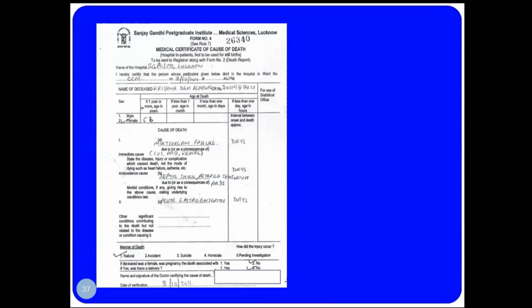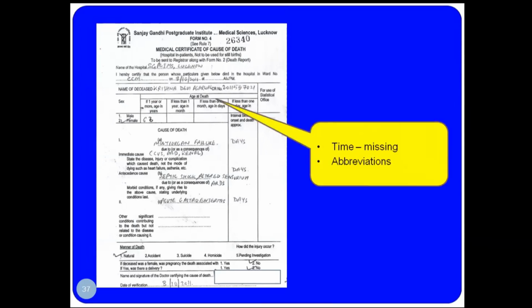Now here, time is missing. A lot of abbreviations are being used: CVS, ABD for abdomen, renal. Note that this resident tried to be very specific for multi-organ failure, so he wrote CVS, ABD, and renal. Now, does everybody know that ABD means abdomen, maybe intra-abdominal sepsis? That would have been much more appropriate for him.